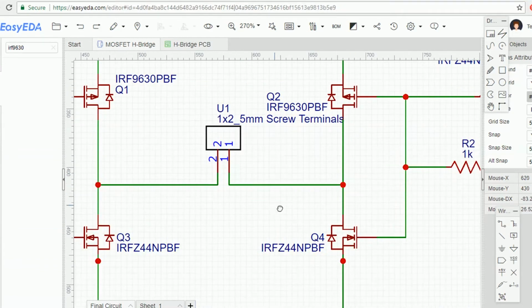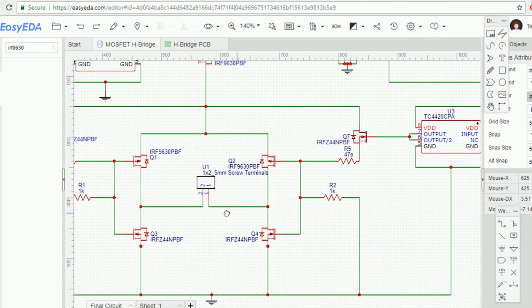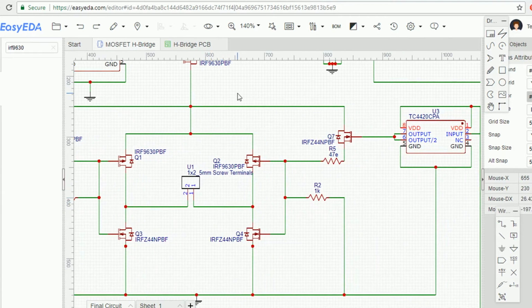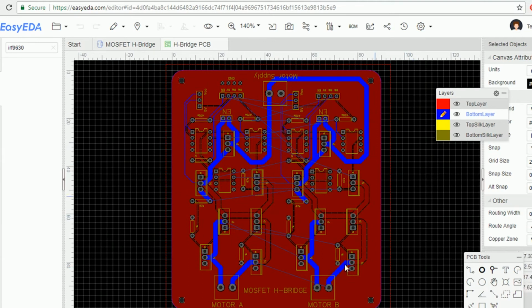Now generally, you would want to control two motors at once. For that, two of these circuits will be required. And to avoid soldering complexity, I converted the schematic to PCB and copied over the circuit to the other half for the second motor. I would like to go over a few things in the circuit.